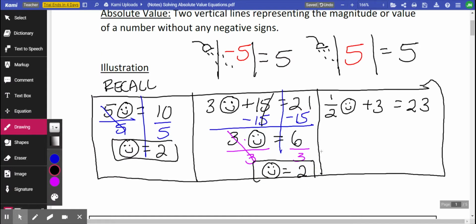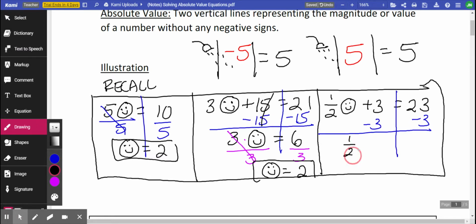Last one, same idea, right? I want to get the happy face by itself. The only difference between this problem and the last one is that we have a fraction now. So let's see how we deal with the fraction. I would draw the vertical wall or line. The opposite of positive 3 is negative 3. Same thing, I start with the 3 in this case because the 1/2 is next to the happy face.